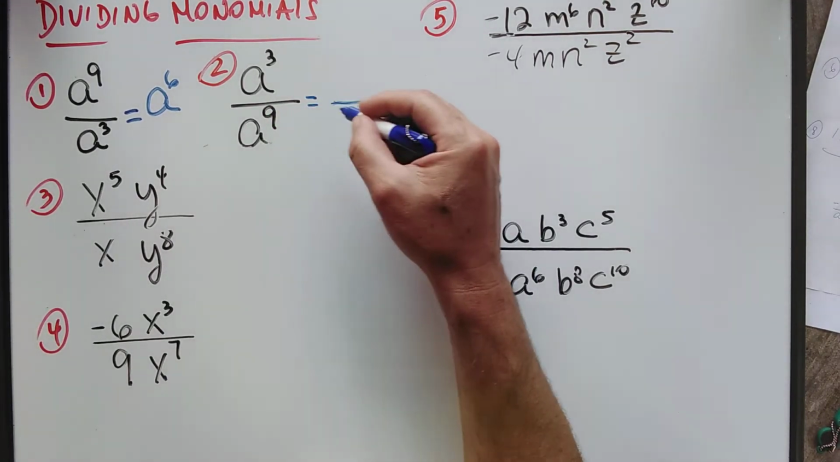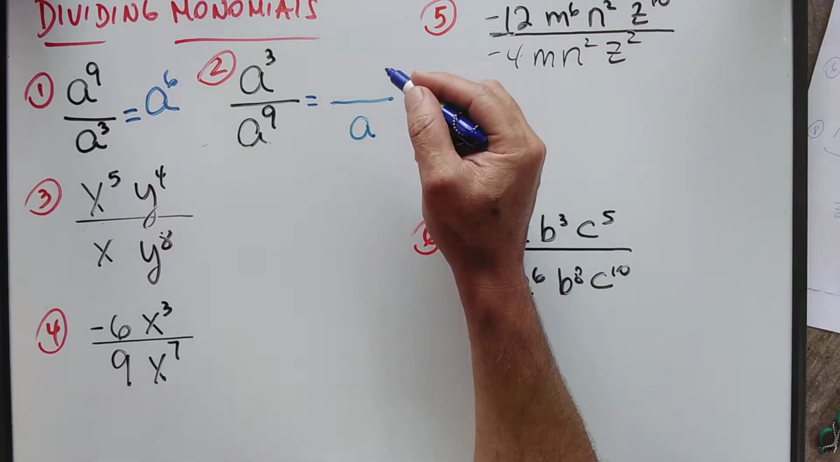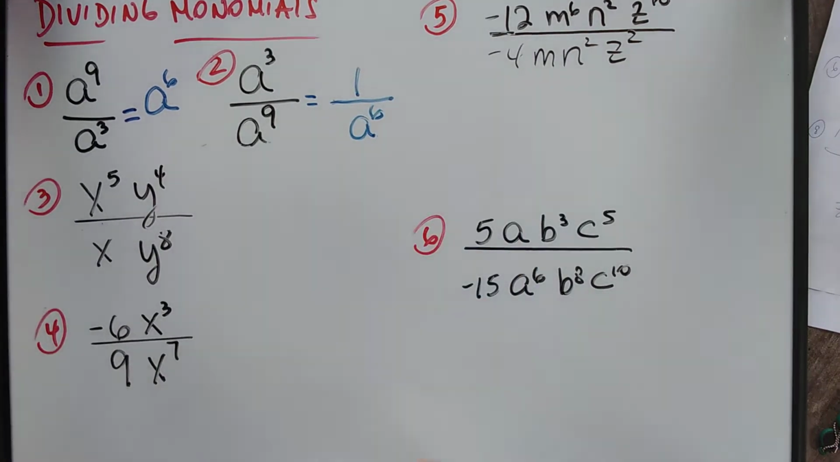In this case, I see the highest one is on the bottom. So I write the variable on the bottom, and then from there I subtract. 9 take away 3 is 6. I need to put a 1 on top. Okay guys, that's what you do different.